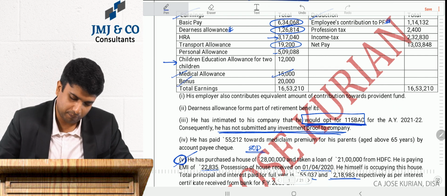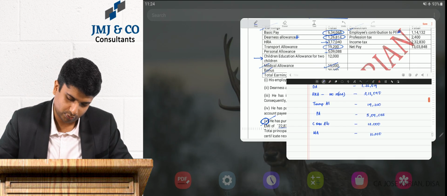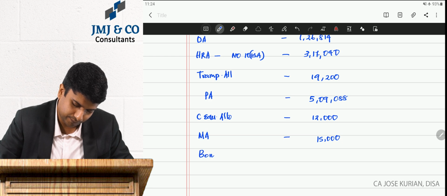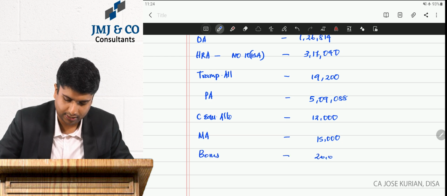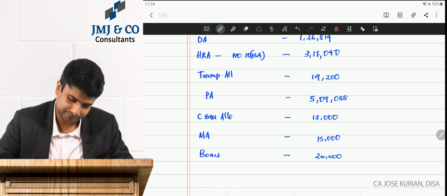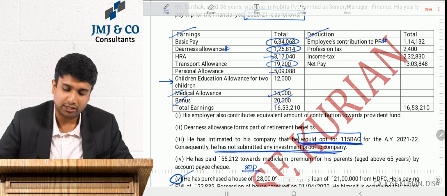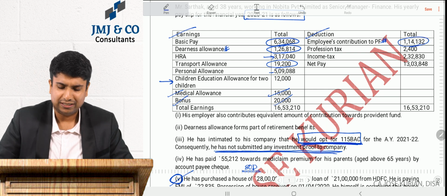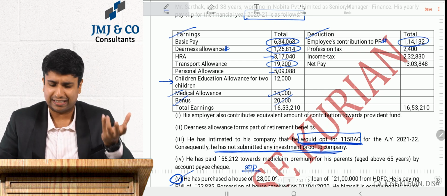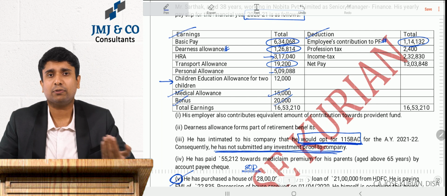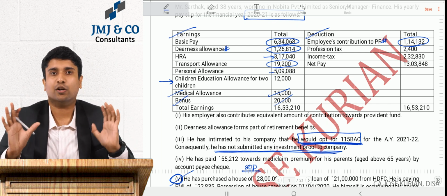That is bonus. Bonus fully taxable, 20,000. So there is no doubt that the entire 20,000 will be fully taxable. And what about the next one, friends? It is the employee's contribution to Provident Fund. Do you have to consider that employee's contribution to Provident Fund as an income? It is not at all an income.